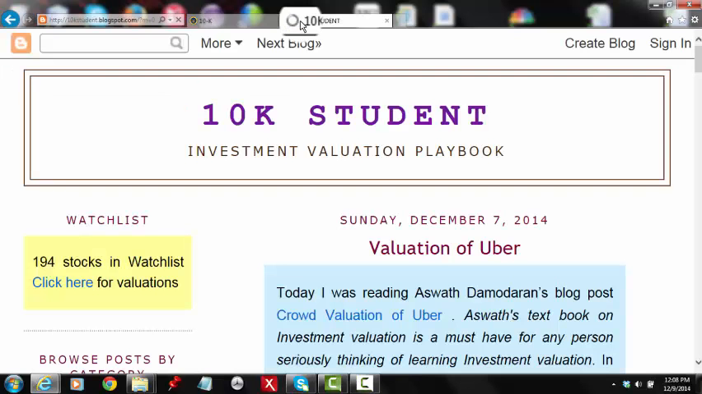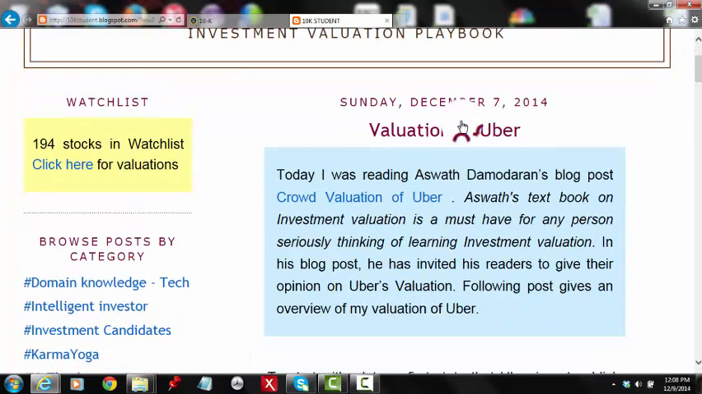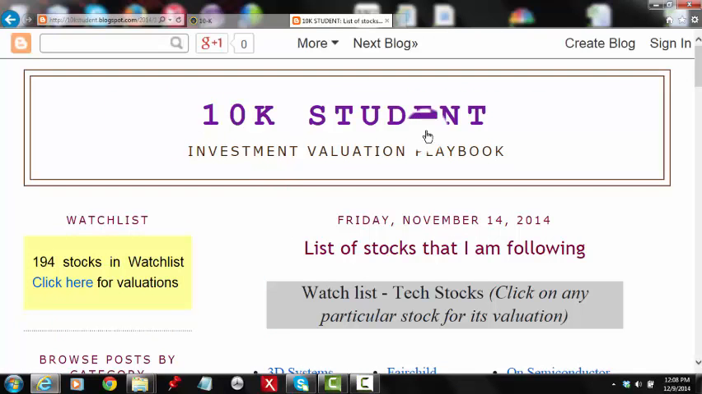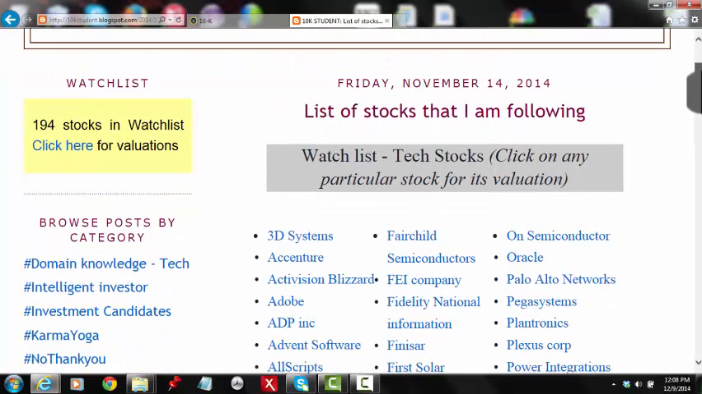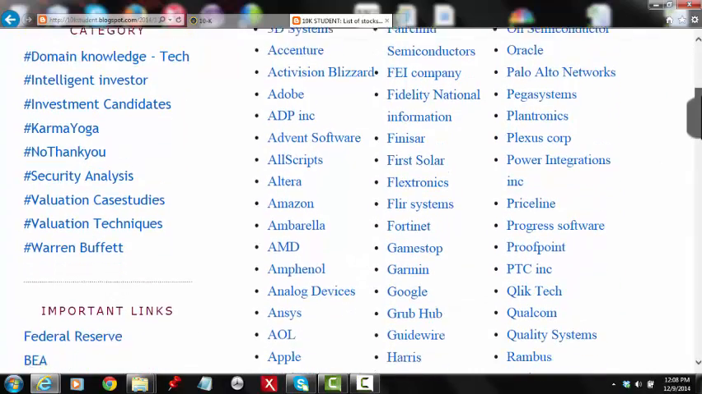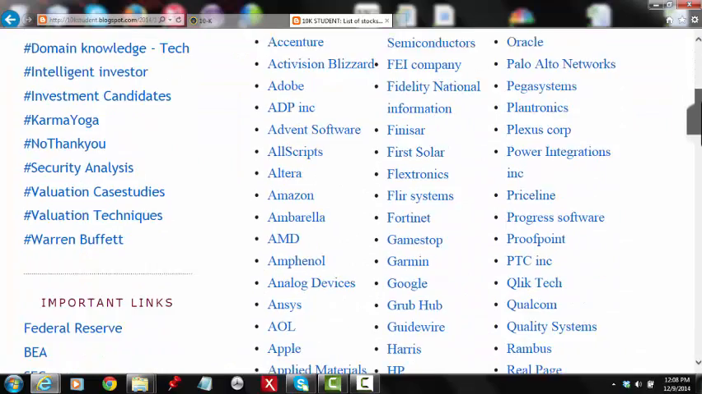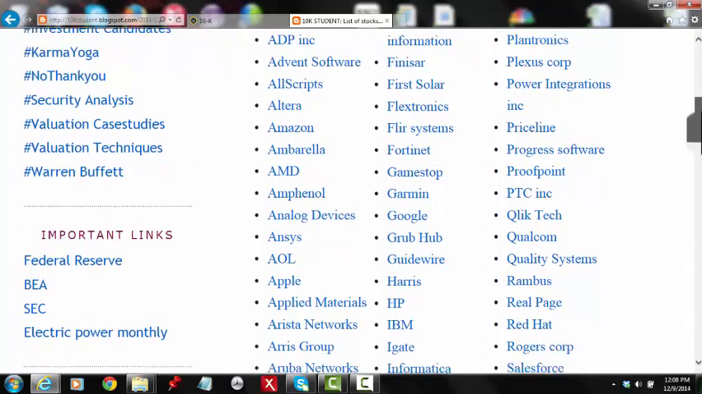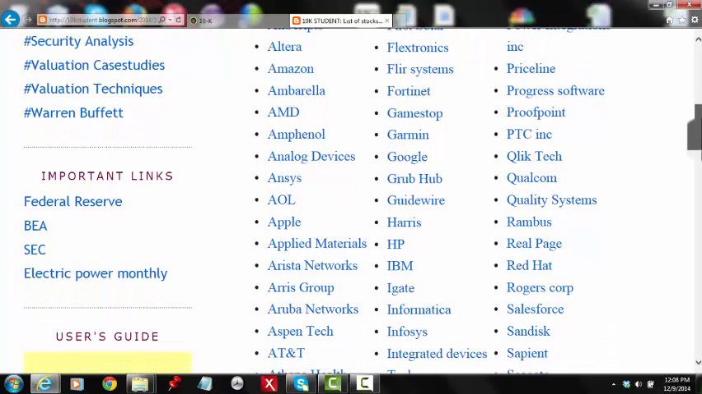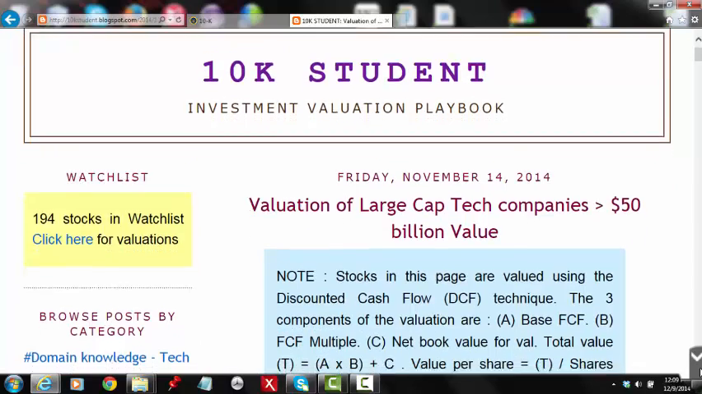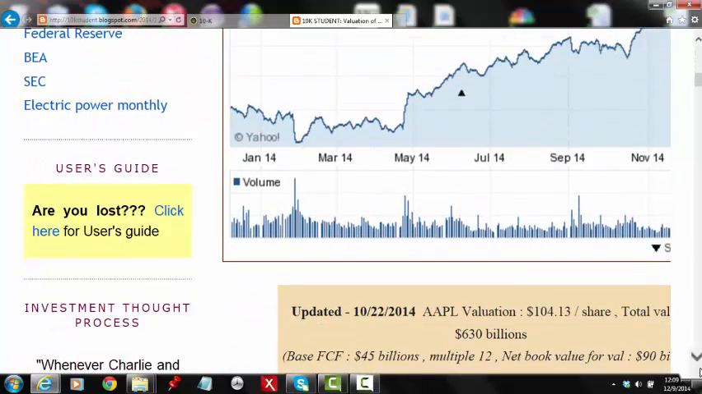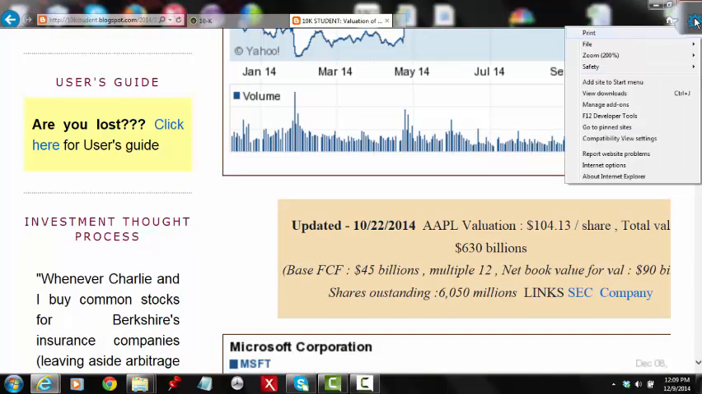So this is where I store all the valuations. Okay, so if you see, I store all the valuations here. It's my valuation playbook. So obviously you can also access, if you go to 10kstudent.com, you'll be brought to this blog, and you can access all my valuations. And Apple is here. If I click here, I can see. So let us bring this a little bit down now.